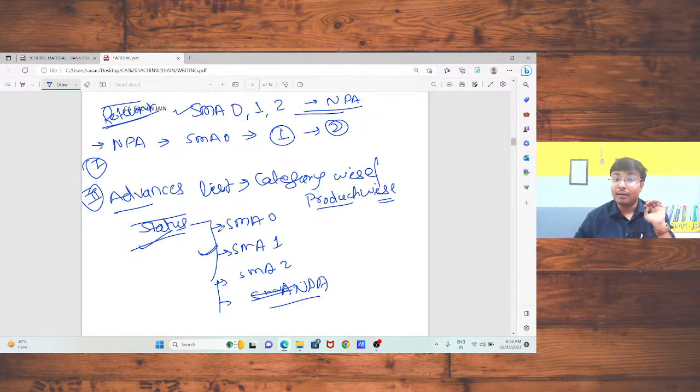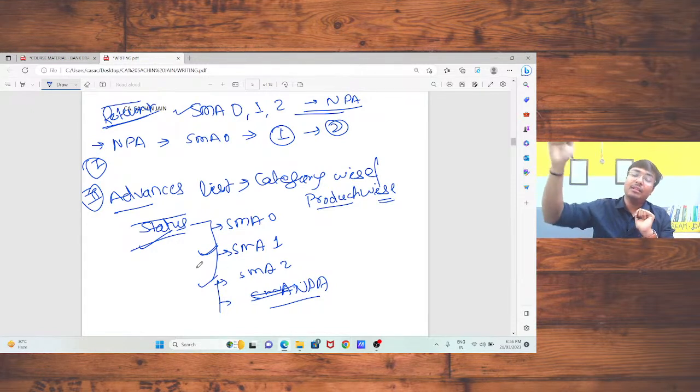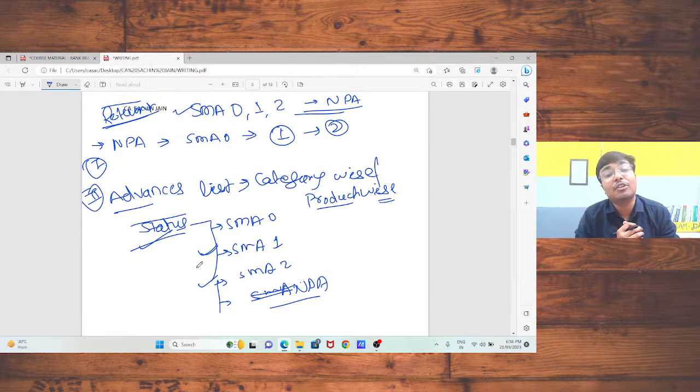Then you can check SMA 1: make a filter for SMA 1, and then compare that with your SMA 1 report generated by the CBS software. Then filter on SMA 2 and compare the same with the report generated by CBS on SMA 2.